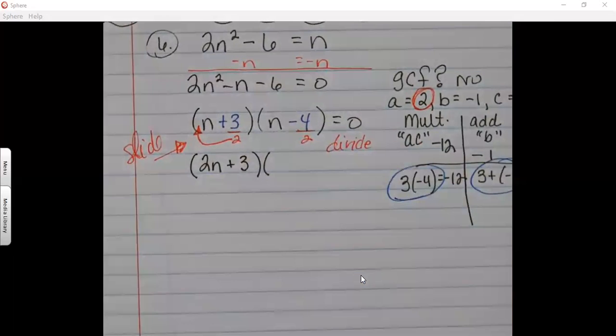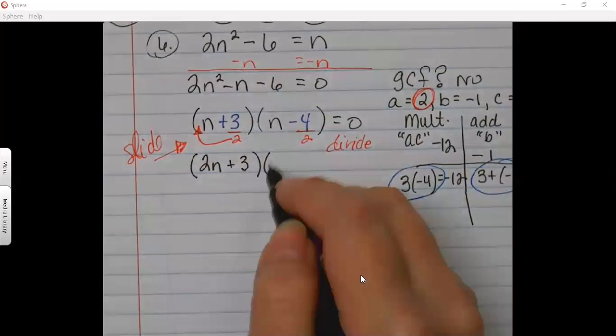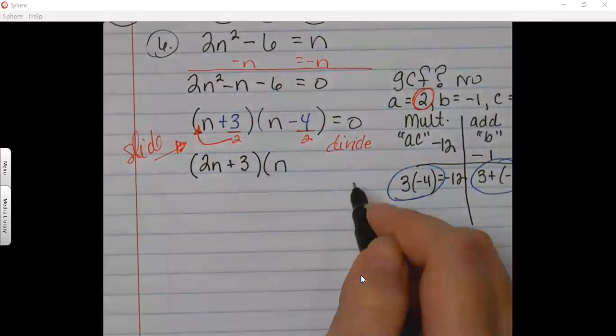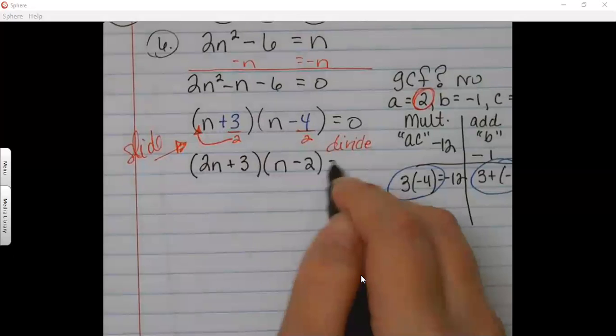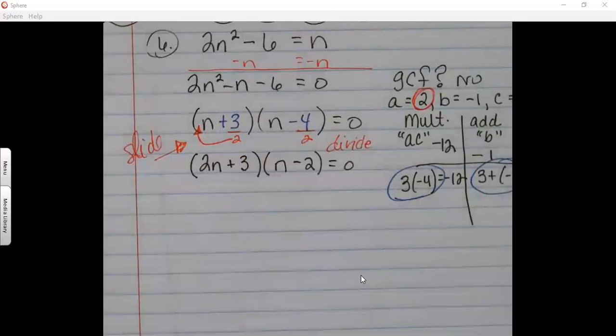So that would be n, what's negative 4 divided by positive 2? Minus 2. Okay. So those are my factors. 2n plus 3 is a factor, n minus 2 is a factor. If I multiply those together, I'll end up with 2n squared minus n minus 6. Okay? But the directions didn't ask me to factor. It said to solve by factoring. So we're factoring to help us solve. So once I have my factors, what do I do? Set each factor equal to 0.